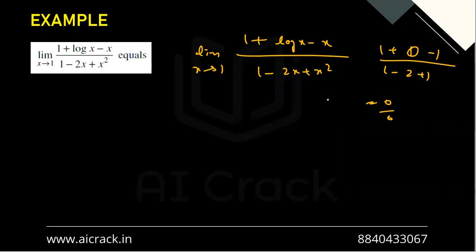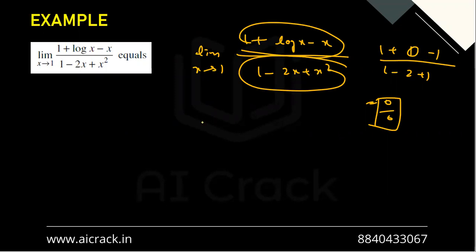Now L'Hopital's rule says that whenever we are getting a form of this kind, 0 by 0 or infinity by infinity, we can directly differentiate the numerator and differentiate the denominator individually, not in conjunction, but individually. So now let us try to differentiate the numerator. We'll get 0 + 1/x, 1/x being the differentiation of log x, minus 1, divided by 0 - 2 + 2x, with x approaching 1. Now again, if we try to put it over here, we can see that this again becomes 0 and this again becomes 0.